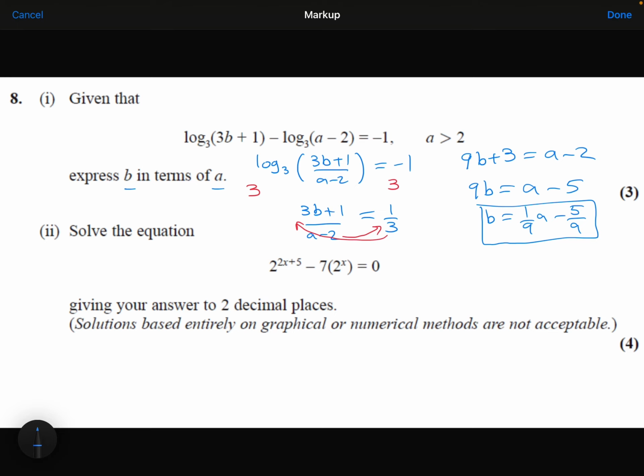Part two, I need to solve the equation 2 to the power (2x plus 5) minus 7 lots of 2 to the power x equals 0. I can see I've got a 2 to the power 2x plus 5. I can split this up using index laws. So I could say this is the same thing as 2 to the power 2x times 2 to the power 5.